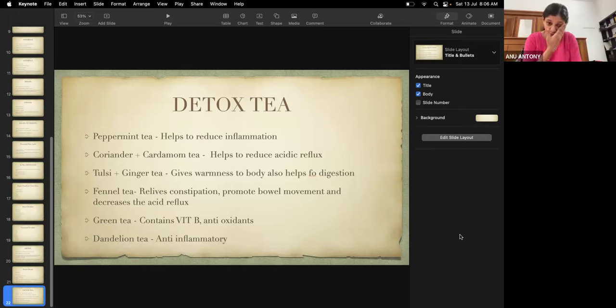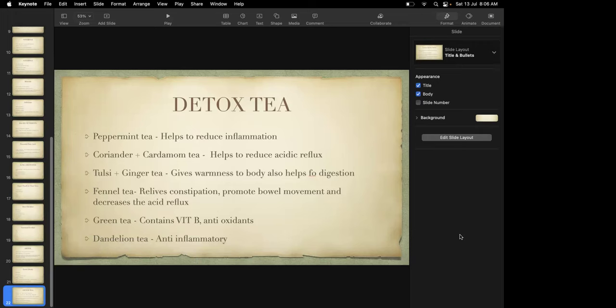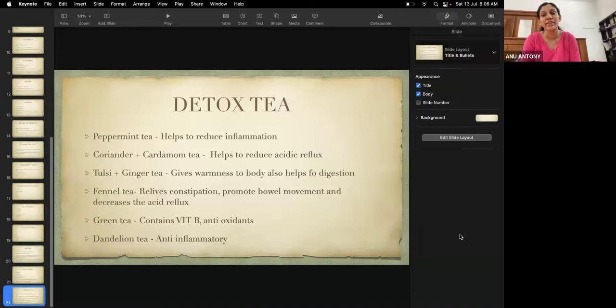Ma'am, what is the benefit of rose petals in tea? Rose petals help cool the acid reflux. Even the cardamom.